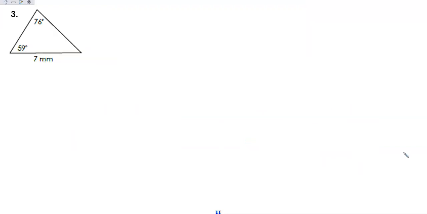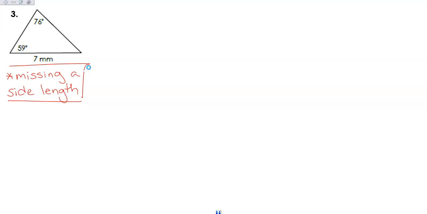Alright, let's take a look at the next one. What I want you to notice here is that we are not given side angle side, we are given angle angle side. So if we're going to try to find another side length here, that means we are using law of sines to find some missing information. Here we are missing a side length. I want you to make a little note of that, so that when you go to look back at your notes, you will be able to see what to do when you're missing what piece.